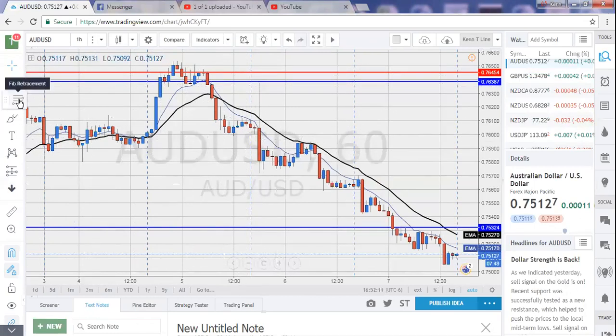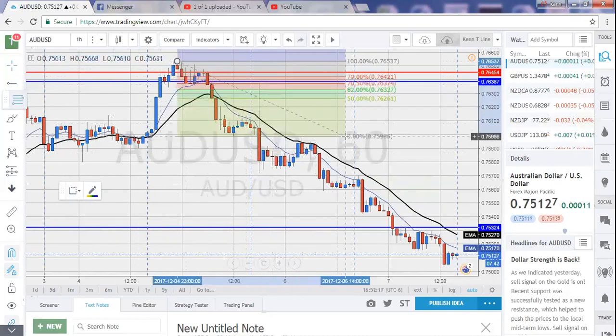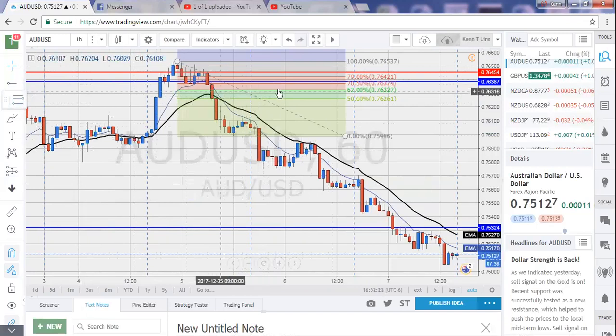So let me show you by drawing my fib here. All right, there's a fib. Now, again, you guys know I like to trade in this area here. Now, between the 62 and the 79, it's not a magic area. You know, bank algorithms aren't using this Fibonacci to come up with trade orders.